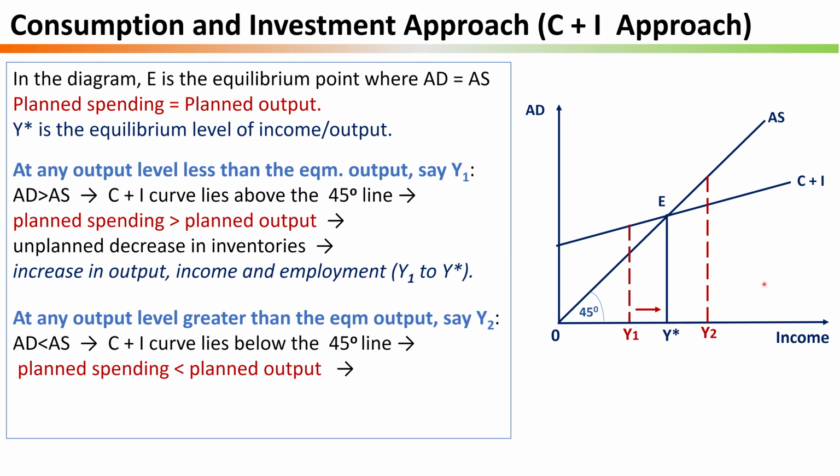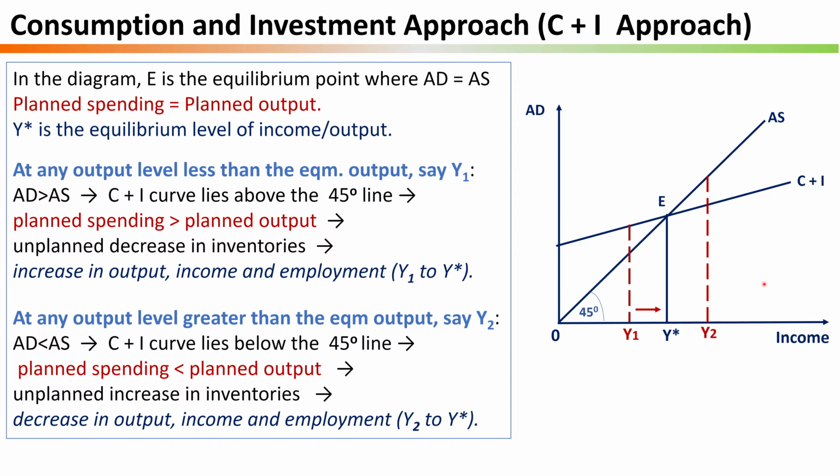Now, since planned spending is less, people are not spending more. There will be an unplanned increase in inventories of unsold goods with the producers. And now this acts as a signal for the producers to decrease their production levels. Therefore, there will be a decrease in output, income, and employment levels from Y2 to Y star till equilibrium is restored again.